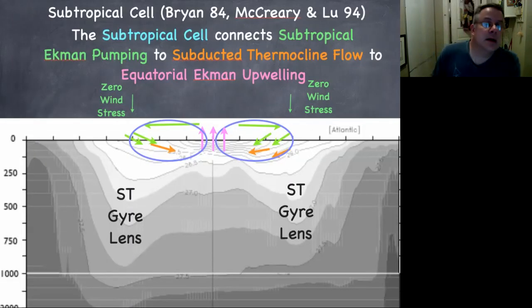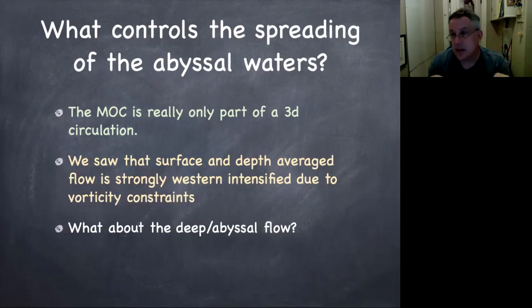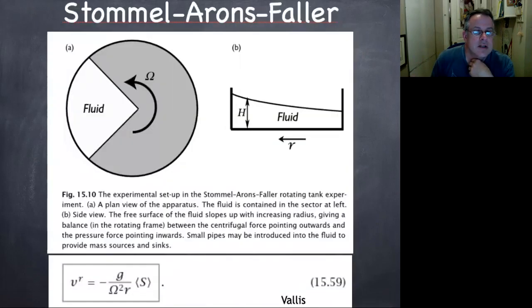Okay, so once the water gets down to the bottom, how does it spread out? Does it just mix? Does it do something else? There's actually a whole separate circulation theory, called the abyssal circulation theory, that was put together by Stommel, same Stommel, together with Arons and Faller. So the Stommel-Arons-Faller experiment, they did it first in a lab tank to see how it would work.